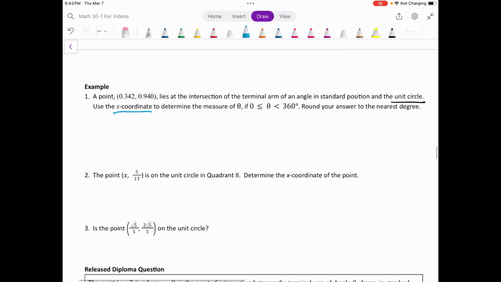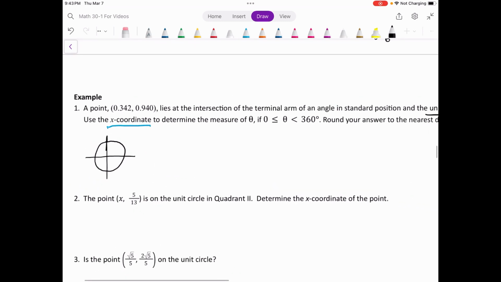All right, here we go. Let's draw a quick sketch just to think about it. Like I said, in the trig unit, a quick sketch is your best friend, okay? So let's just think about this. Here's our unit circle, which we know has a radius of 1, okay?